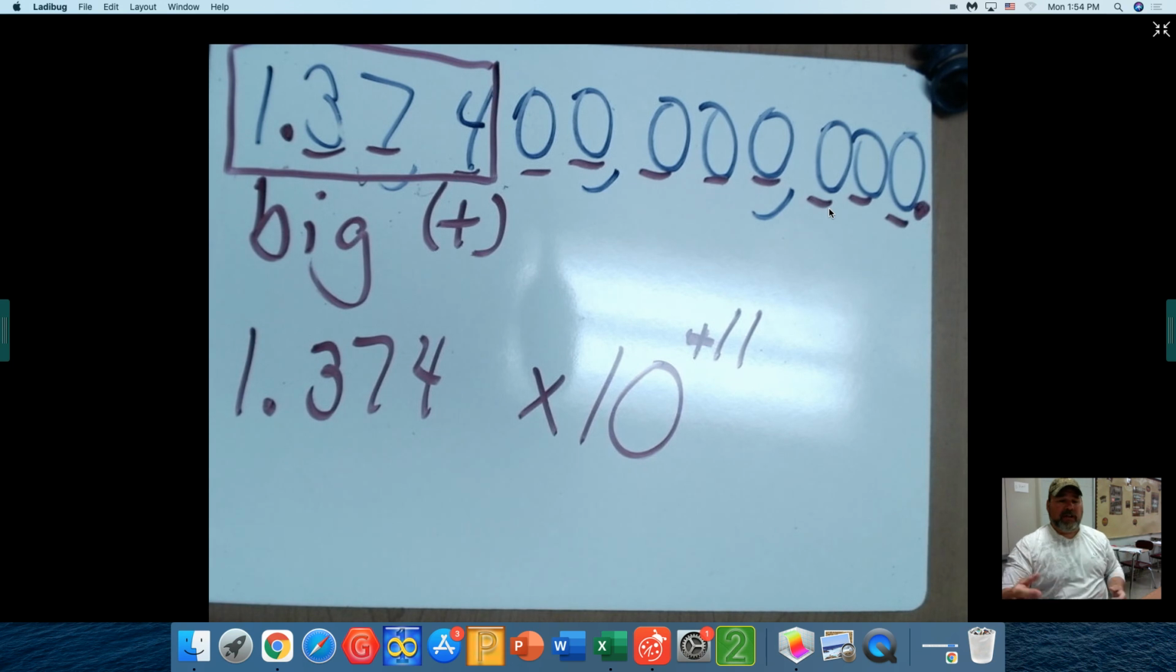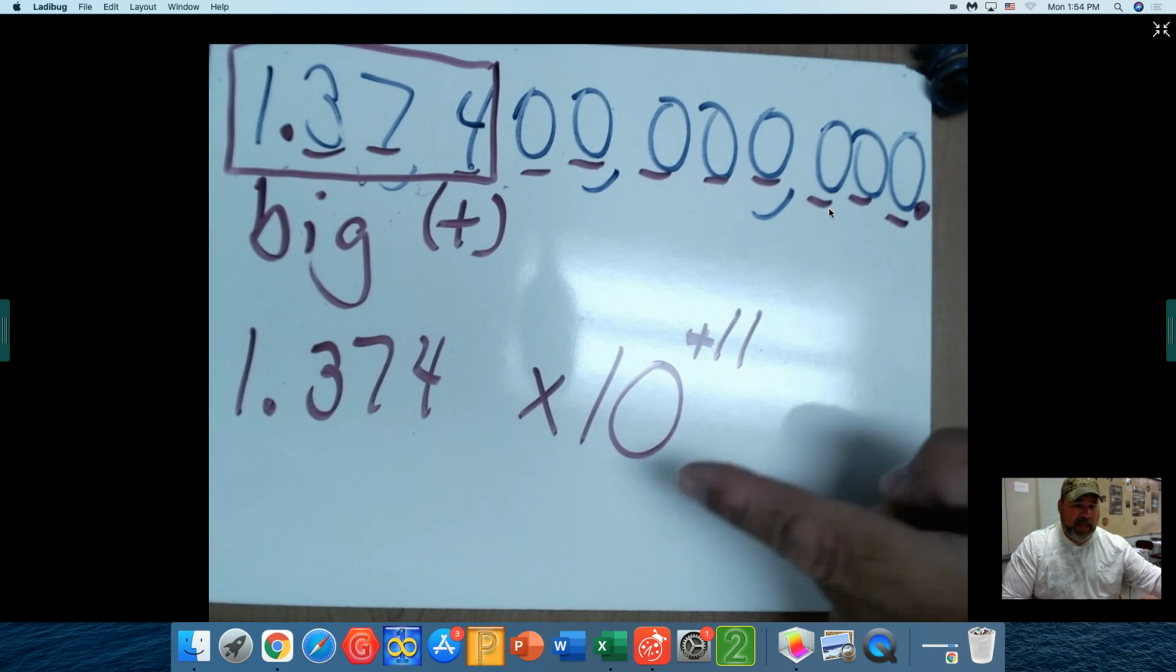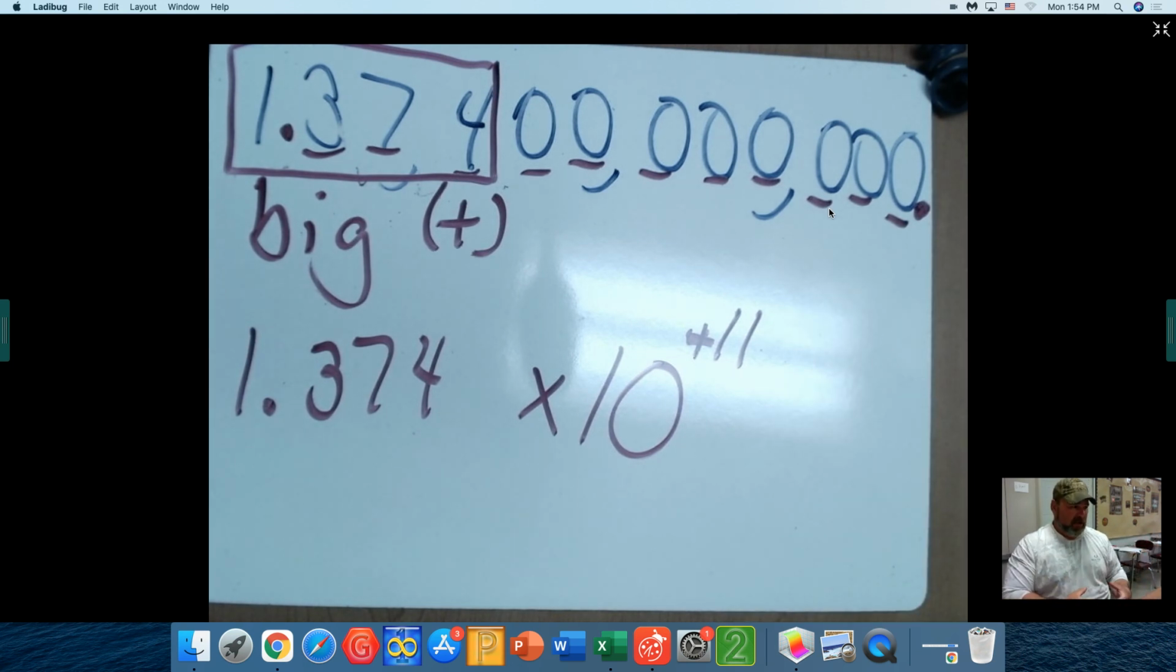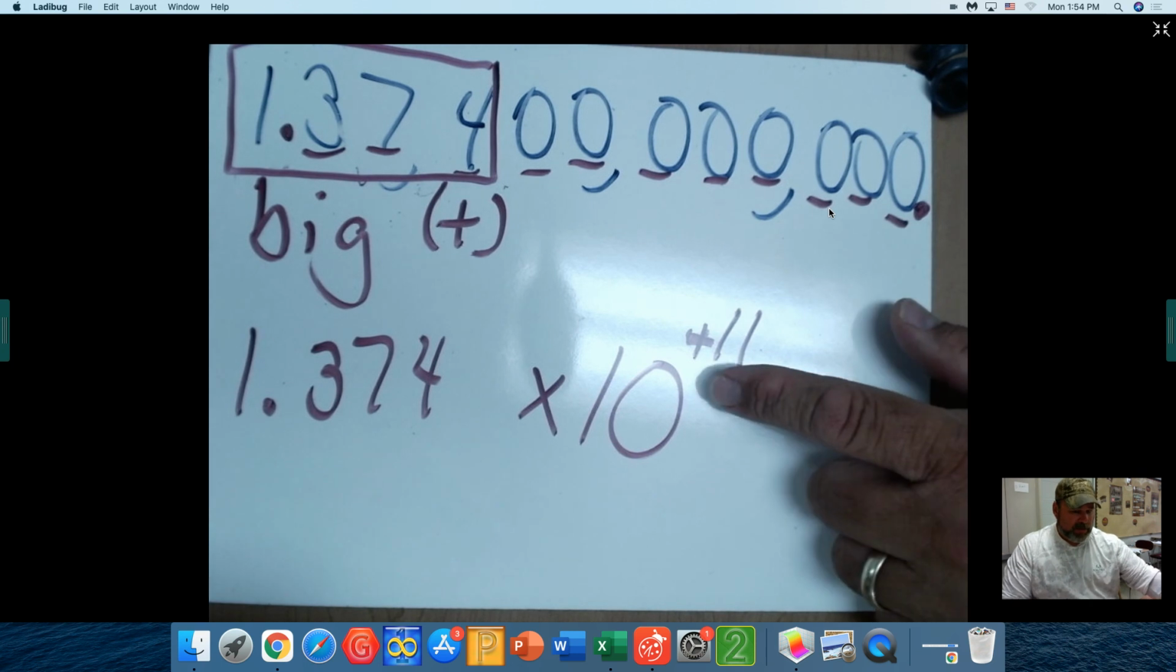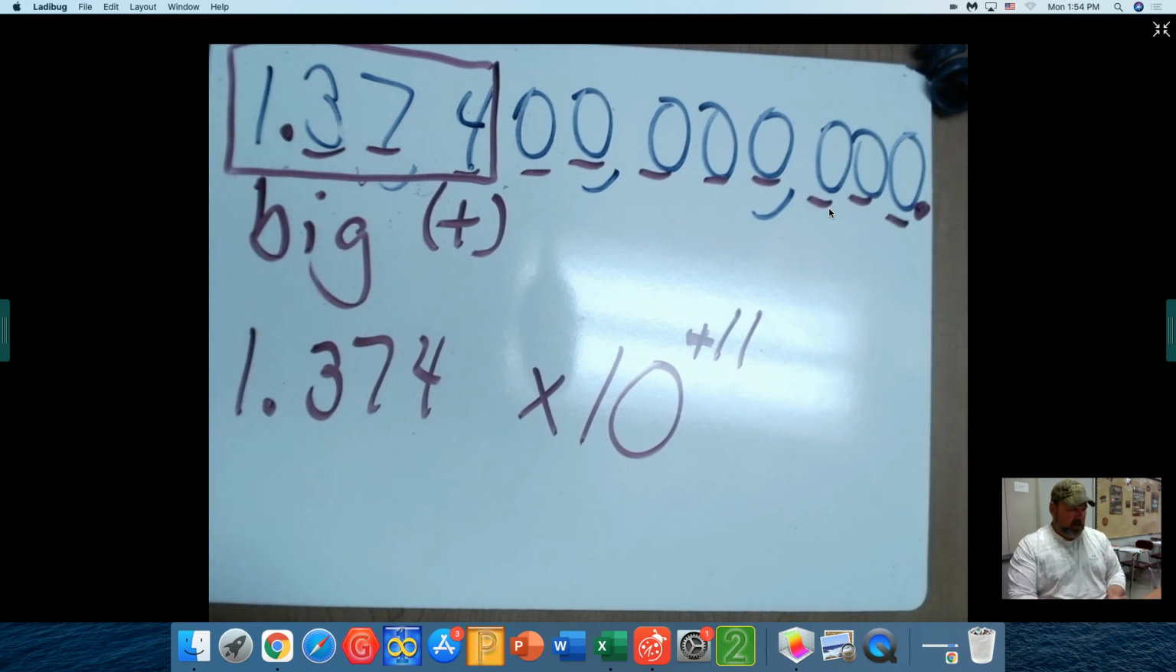Okay, so think to yourself, if I check this number, do I want it to get bigger or do I want it to get smaller? If I want it to get bigger, that's going to be a positive 11. If I wanted it to get smaller to get back to the original, it would be a negative.